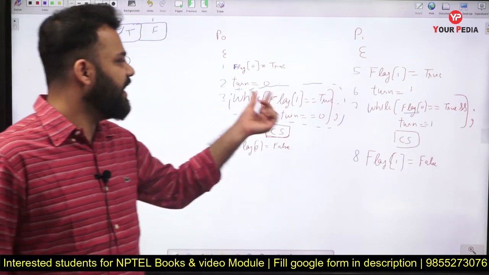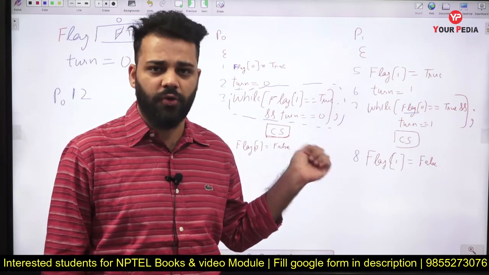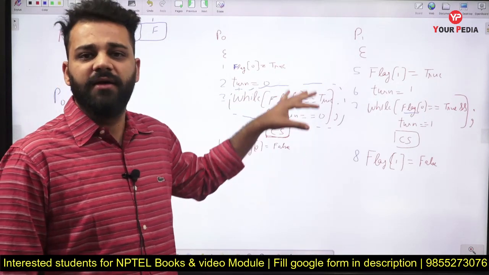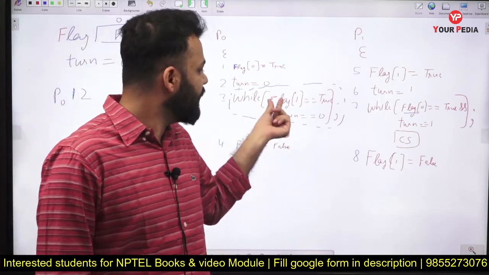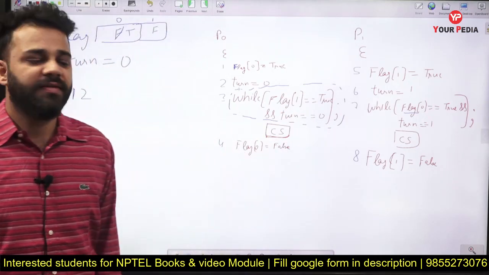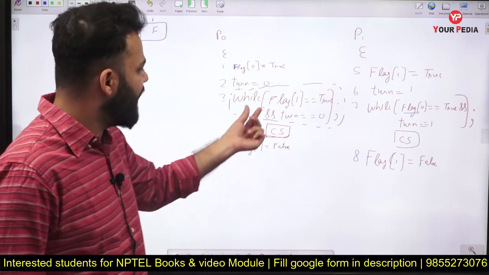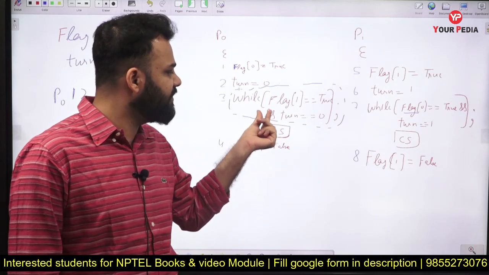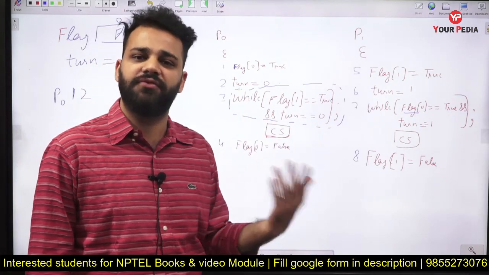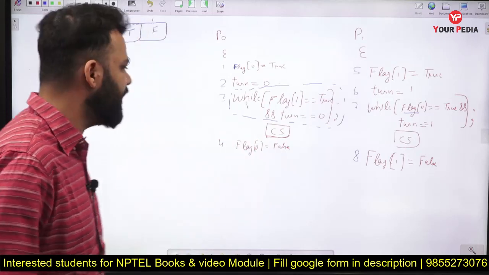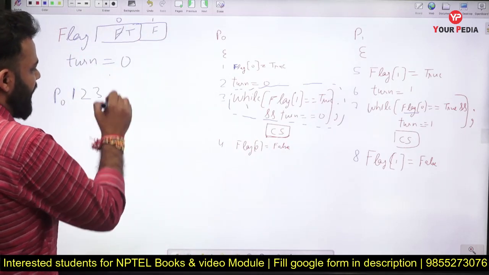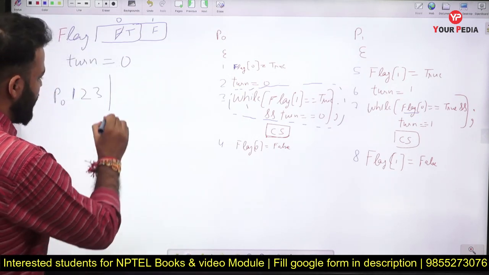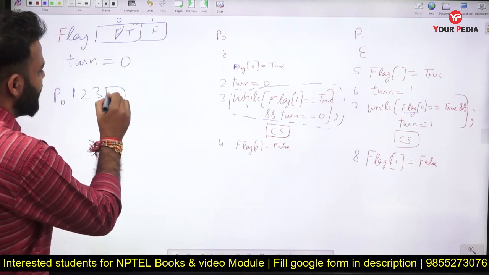What do we mean by trap condition? If the condition that is inside the while loop is true, our code will not move forward. As while is true, it will remain in that loop. But if any of the conditions is false in this while loop, then it will move forward and enter the critical section. So as of now, flag 1 equal to true. Now we know flag 1 is false, so this condition is false, and false with AND with any condition gives false. So this while condition fails and we move to the critical section. So critical section is achieved by P0.